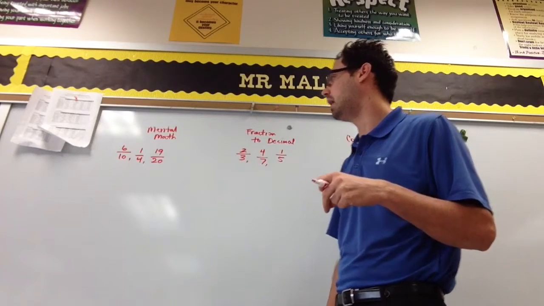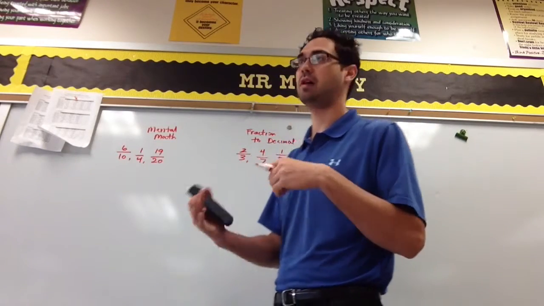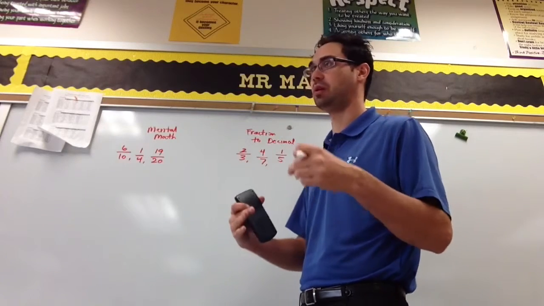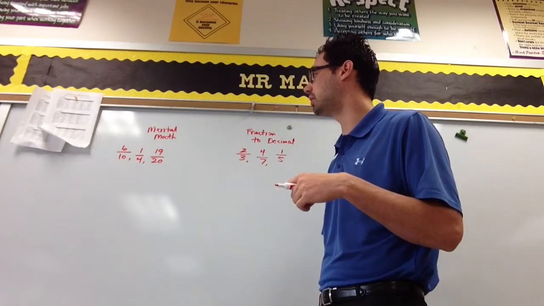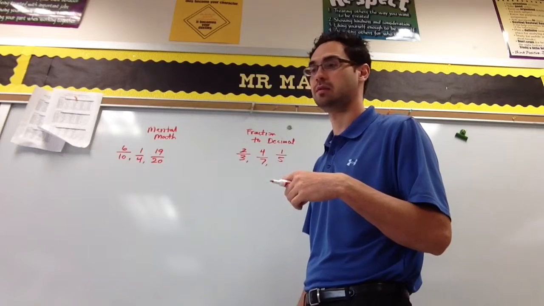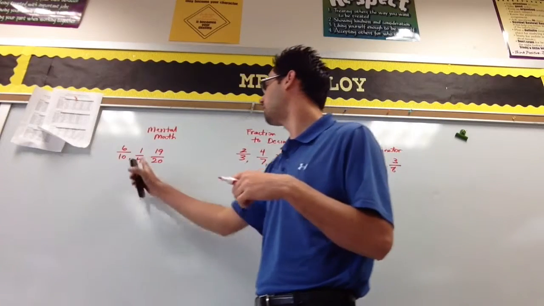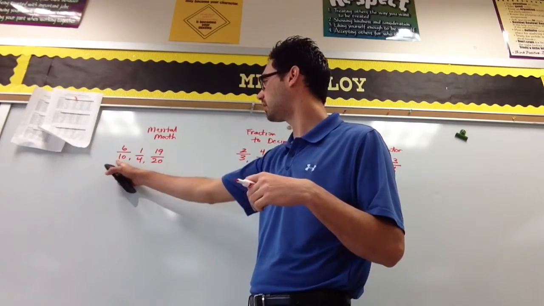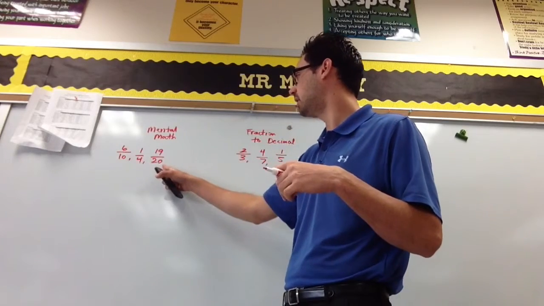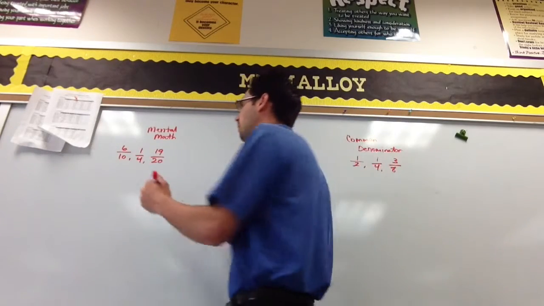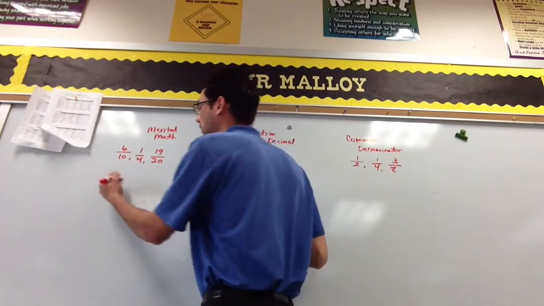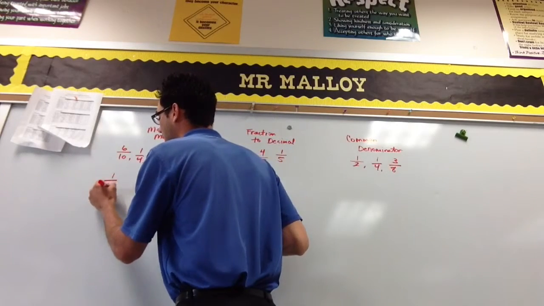possible. And we use benchmark numbers, 0, a half, 1, even fourths, 3/4 to try to determine where these numbers fit. Okay? So I know 1/4 is less than a half, 6/10 is bigger than half, 9/20 is bigger than half. So I know 1/4, if I'm putting this in order from the least to the greatest, 1/4 would have to be the smallest number.